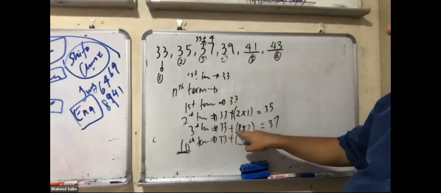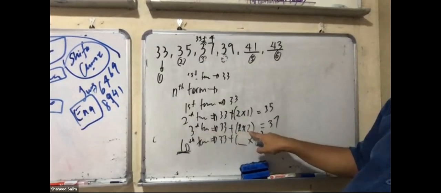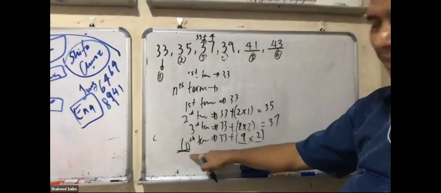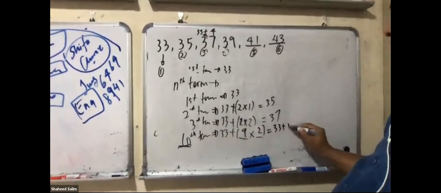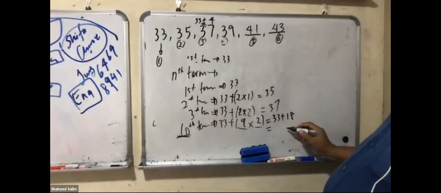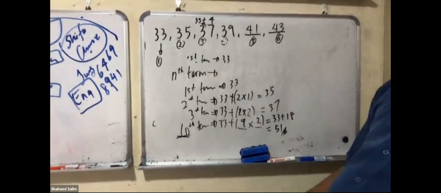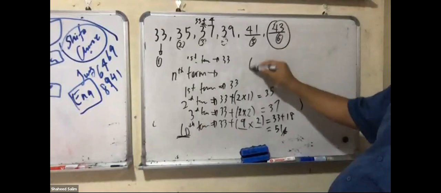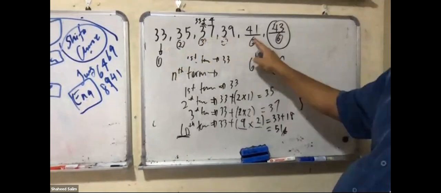So for the third term, 33 plus 2 times, this one is 3, you put 2 times 2. So you want the 10th term, 33 plus what times 2? 9. Always one less. 9 times 2, 18. 33 plus 18. How much do you get? 51. So from here, you come out with the formula. Let's say 43. This is the 6th term. Correct, right? 1, 2, 3, 4, 5, 6 term.